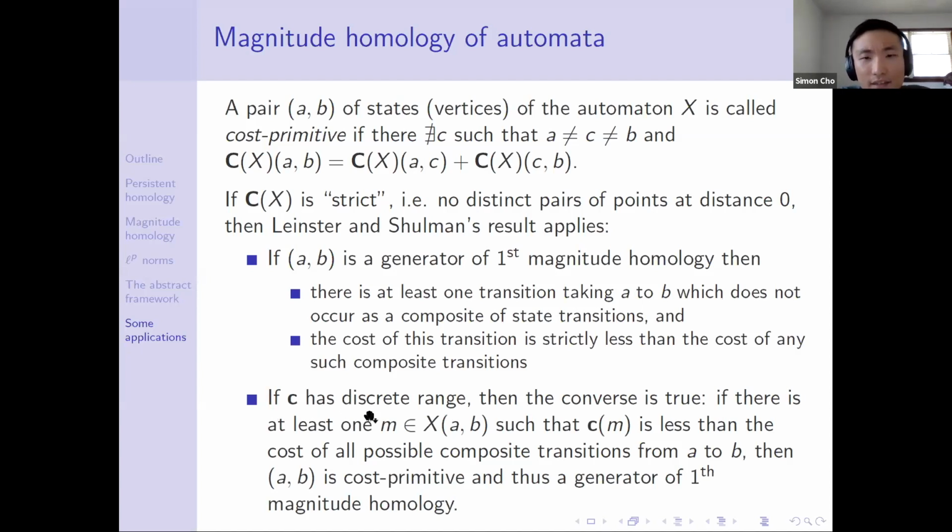And then assuming some mild conditions, the converse is true. So if there's at least one transition that takes you from A to B that costs less than the cost of all possible composite transitions from A to B, then the pair A, B is cost primitive and a generator of first magnitude homology.